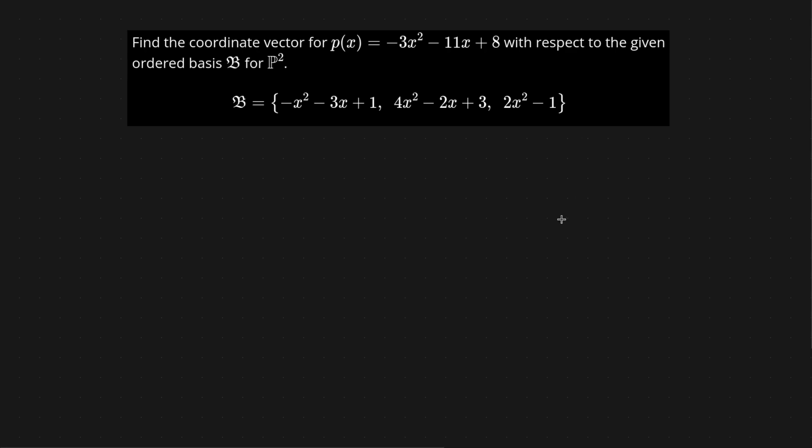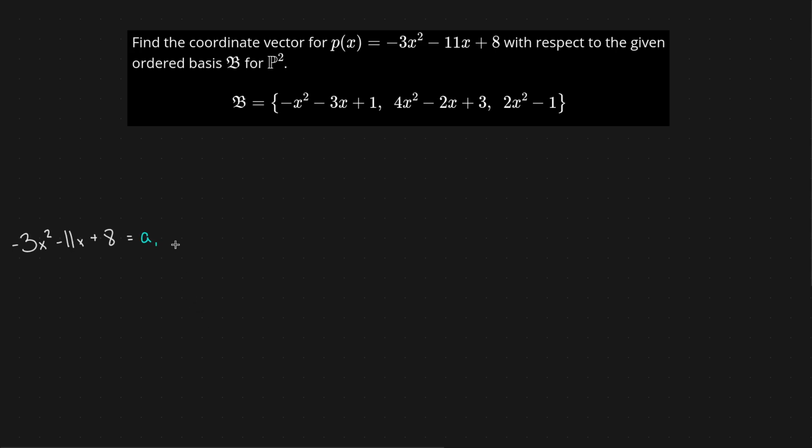Let's do an example. Let's get a feel for this. We want to find the coordinate vector for this polynomial with respect to the given ordered basis B of P2, all polynomials of degree 2 or less. So here's my ordered basis. I want to express this polynomial, negative 3x squared minus 11x plus 8, as a linear combination of my basis vectors.